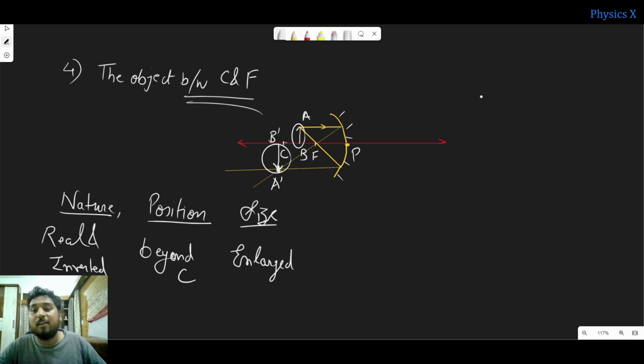So till C, you are seeing that when you place the object at infinity, the image size was highly diminished. When you took the object to beyond C, the size somewhat increased, but still it was diminished. When you took it at C, the size is the same. And as you move further from C, you take the object nearer to the pole, the image size is increasing. So what is happening? The distance of the object is inversely proportional to the size of the image.